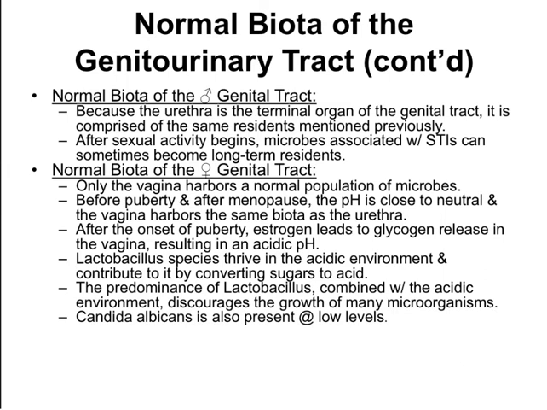Candida also enjoys this low pH. Now, it's interesting that this low pH that's protective against pathogens in the female reproductive system is also hostile to sperm cells. They don't like the acidic pH, and that's part of the buffering capacity of the semen that allows them to live long enough, hopefully, to swim all the way up the fallopian tube and find the egg.